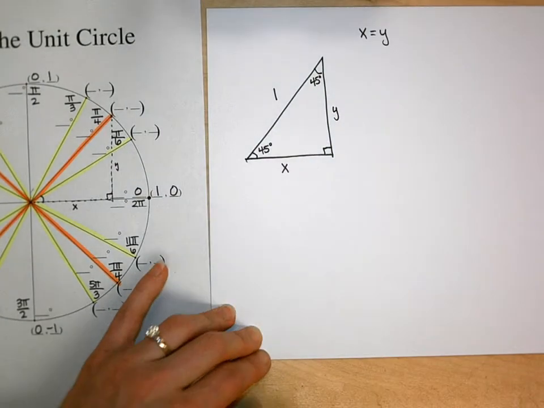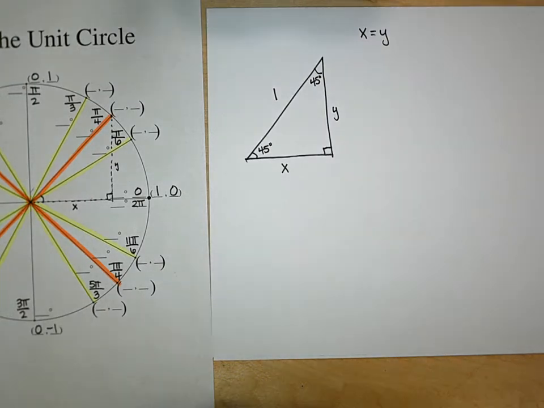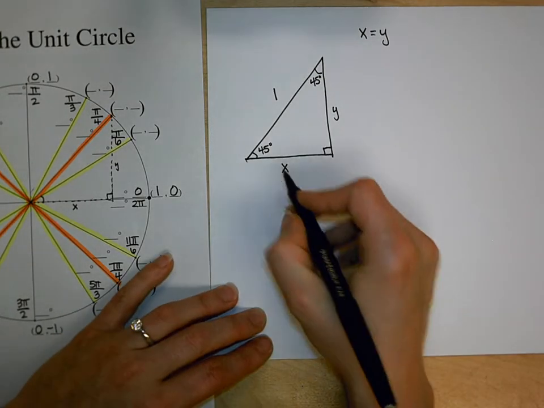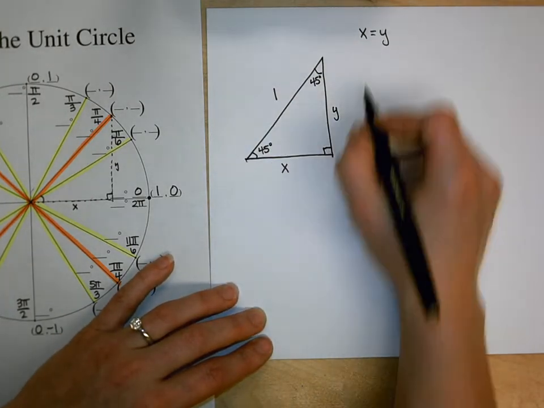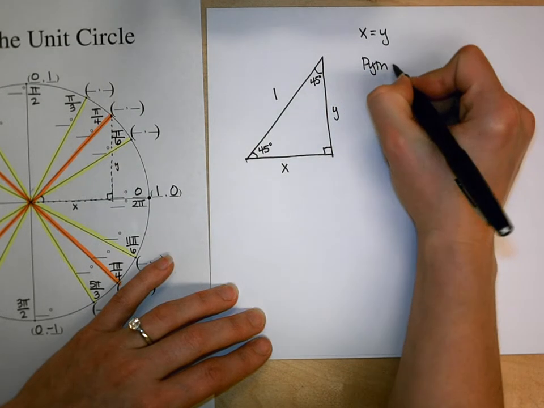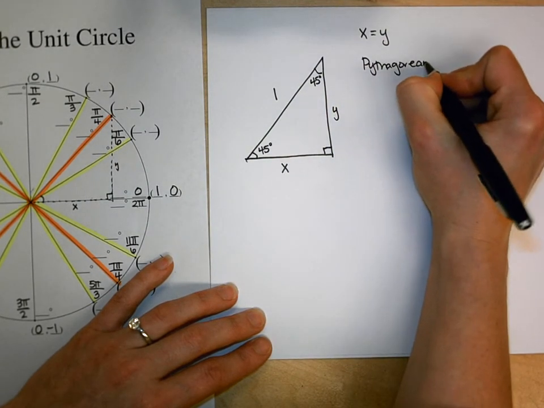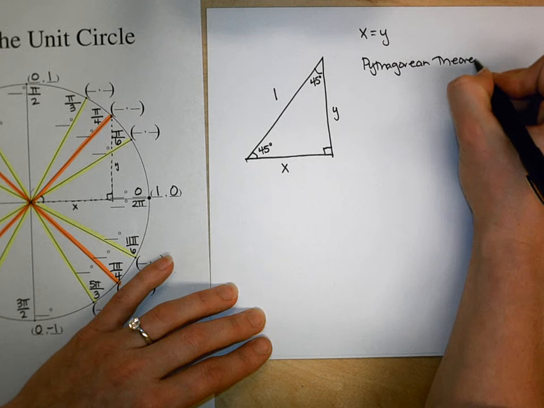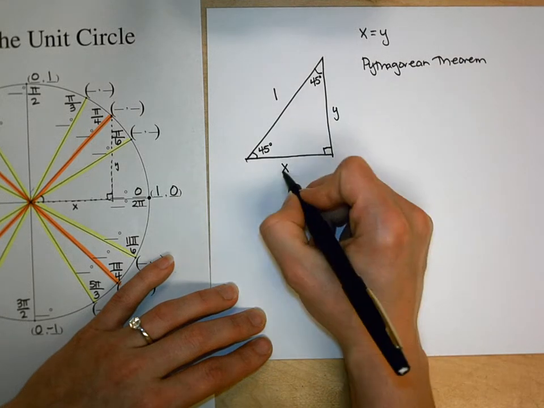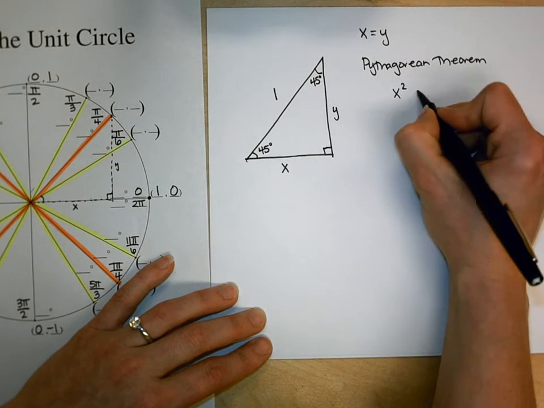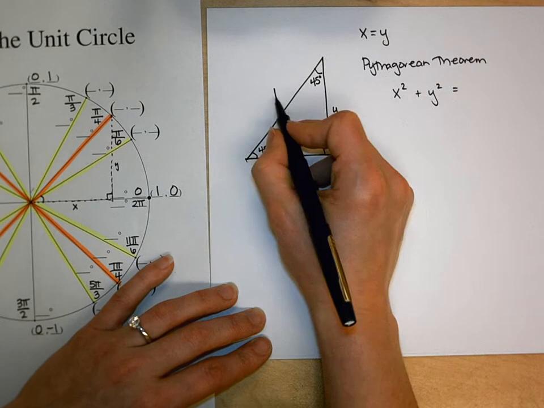X and Y are equivalent. So what we're going to do, because I have a right triangle, that means that I can use the Pythagorean theorem, and that's exactly what we are going to use. The Pythagorean theorem says I take this side squared plus this side squared, and it should equal the hypotenuse squared.